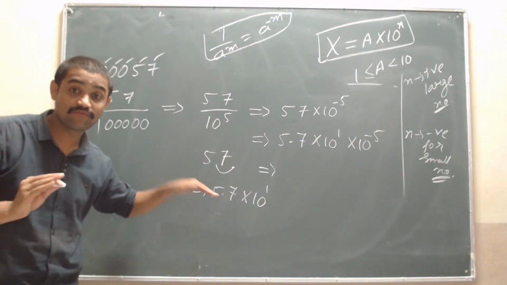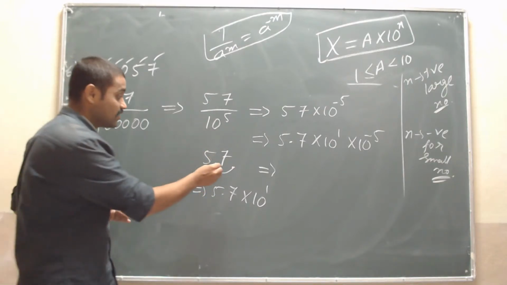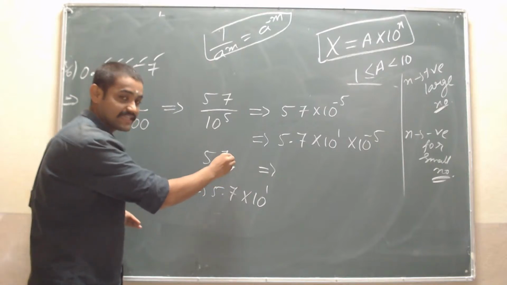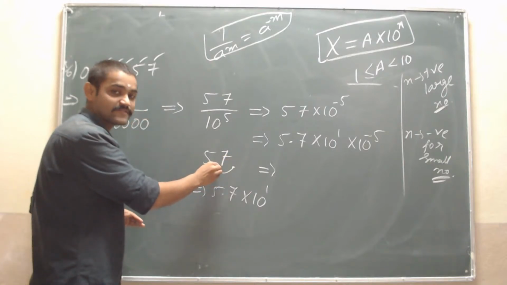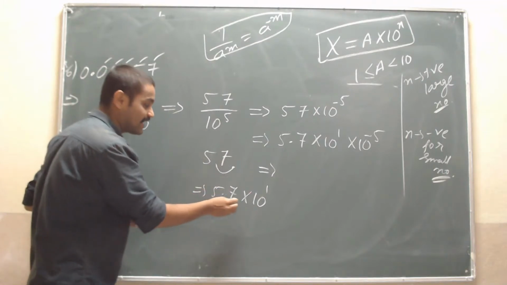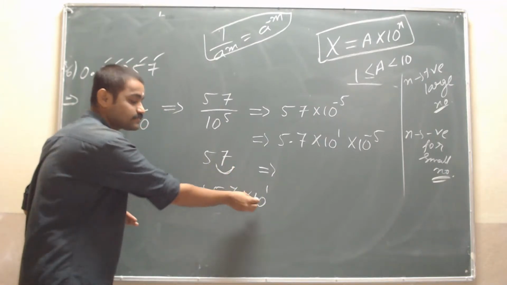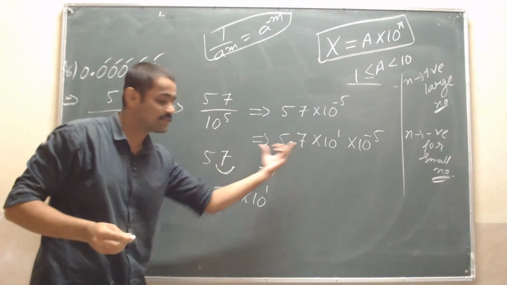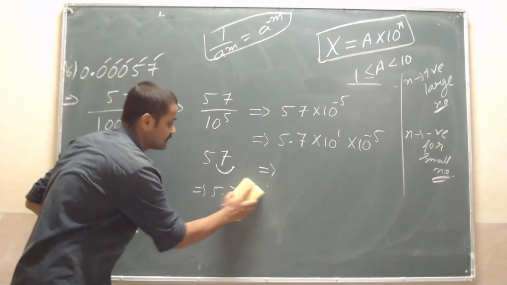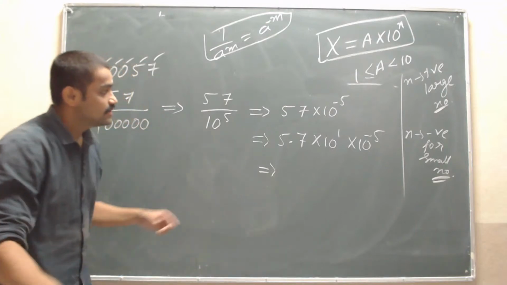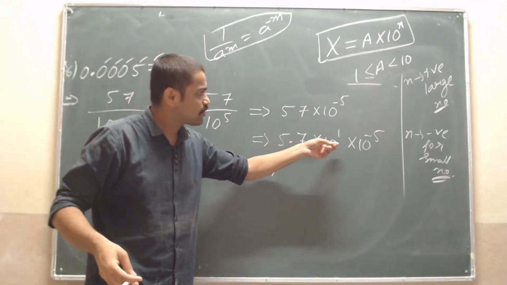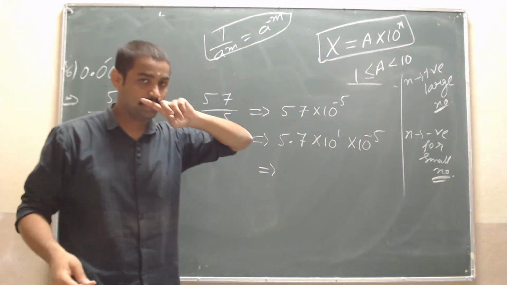The larger number formula, first, note the example. 57 is here and the decimal point is here. We have jumped to the left side, so it becomes 5.7 into 10 to the power of 1. Why 1? Because there is only one jump. Is it clear? It becomes 5.7 into 10 to the power of 1 and 10 to the power of minus 5.